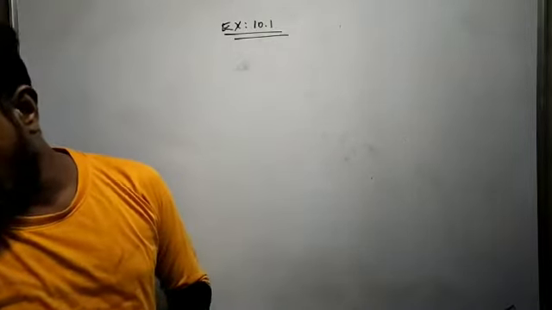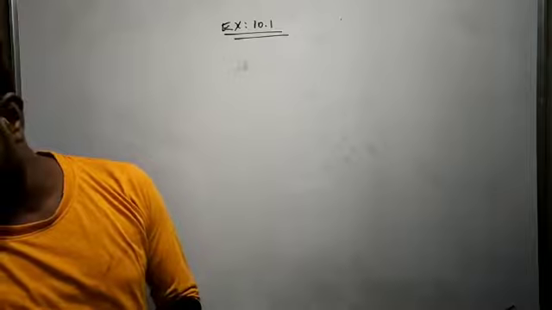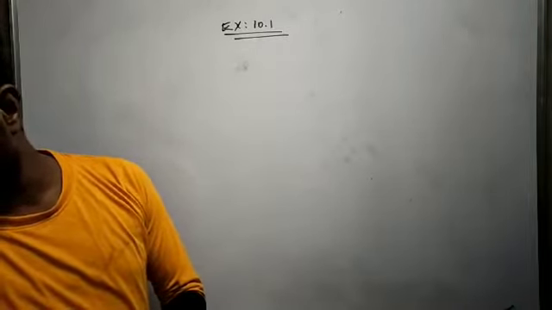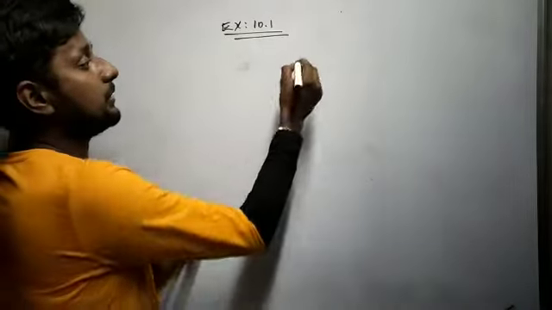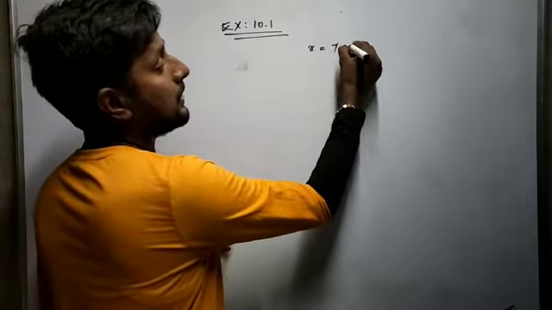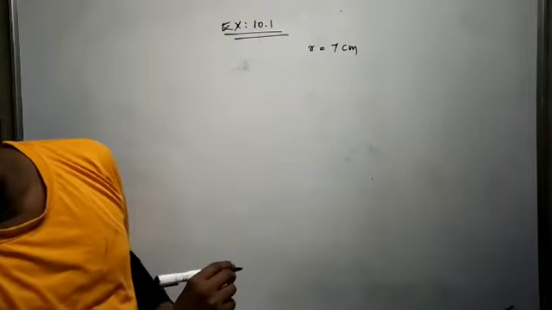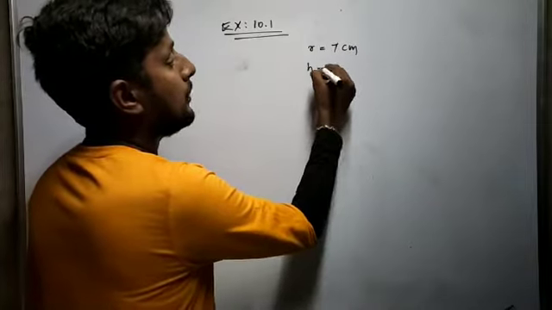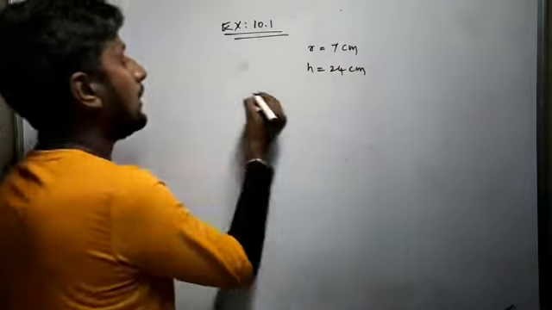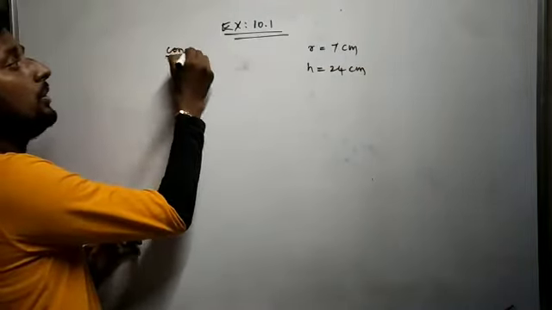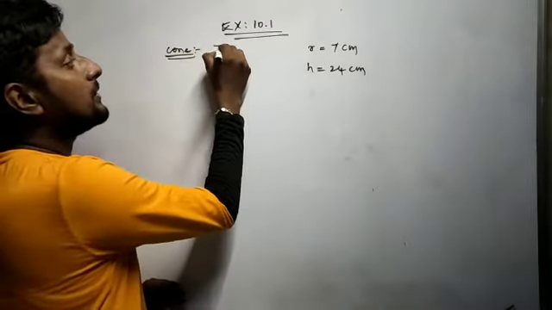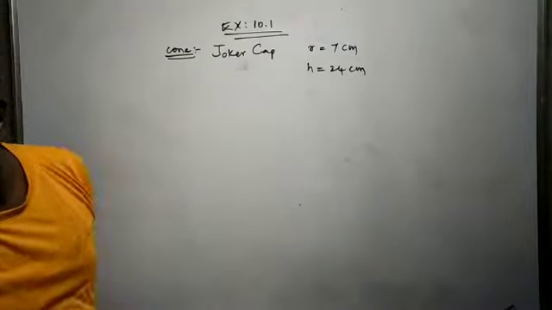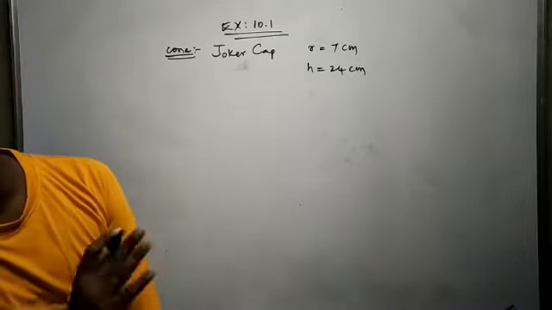Exercise 10.1 problems. The question is: a joker cap is in the form of a right circular cone, whose base radius is 7 centimeters and height is 24 centimeters. The cone topic is that they want to make joker caps, with the measurements as given.